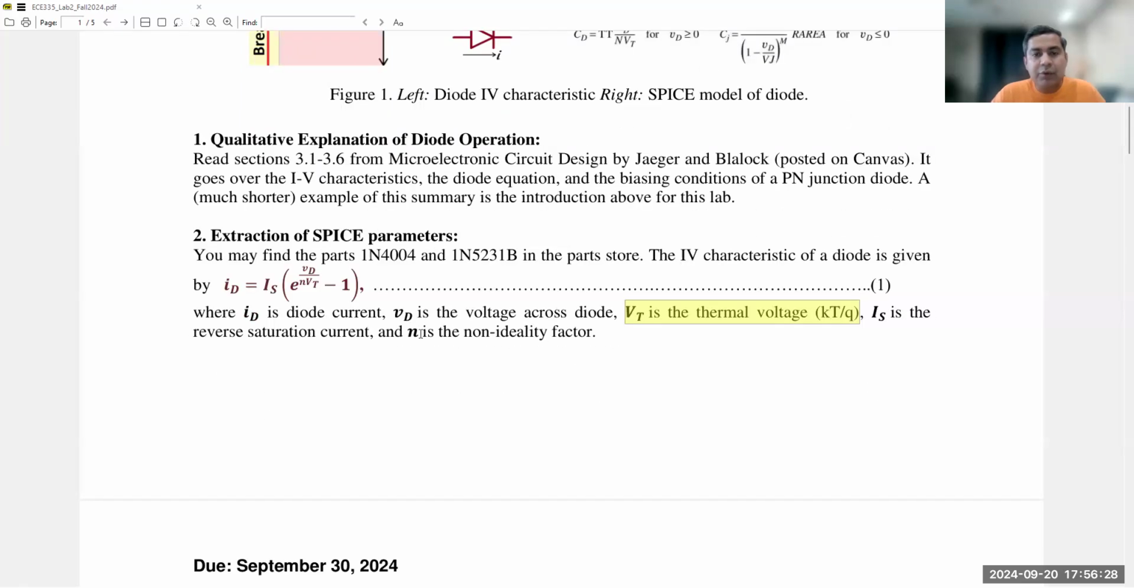So the diodes that we are going to examine: one is the regular PN junction diode, and that part number is 1N4004. The library file and the parts are available in the part store, and the library file is provided with the assignment at the assignment page of Lab 2 on Canvas. And the other diode is 1N5231B, which is a specific kind of diode.